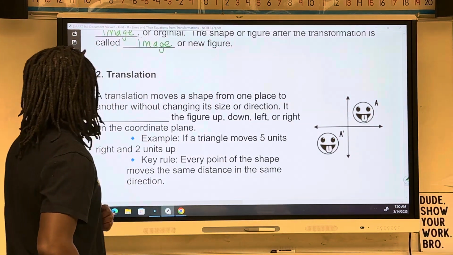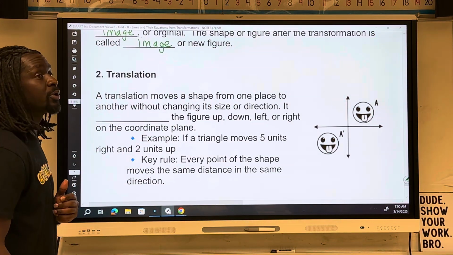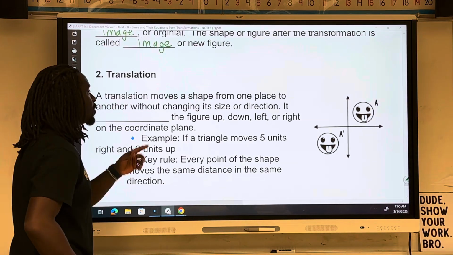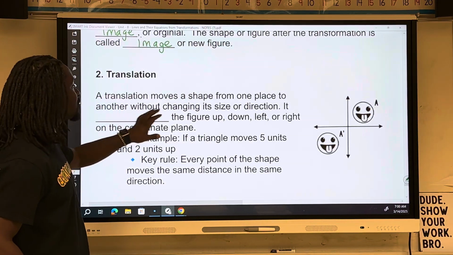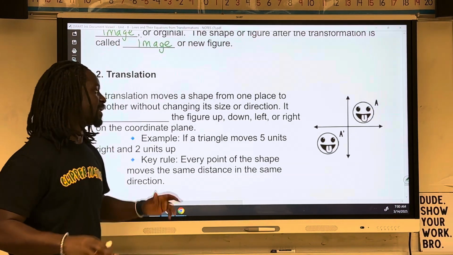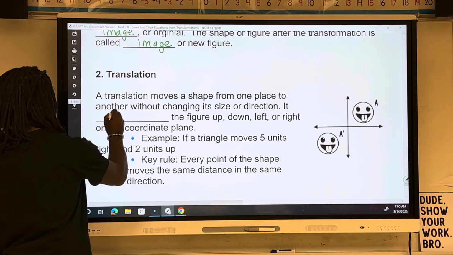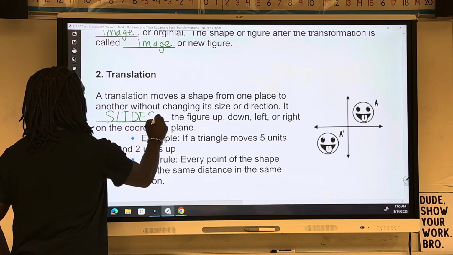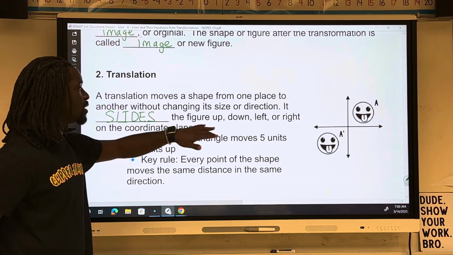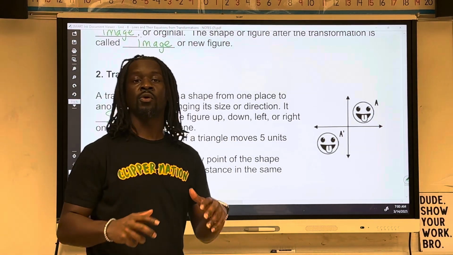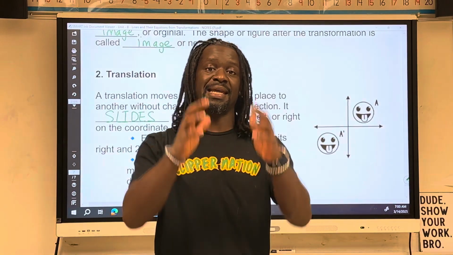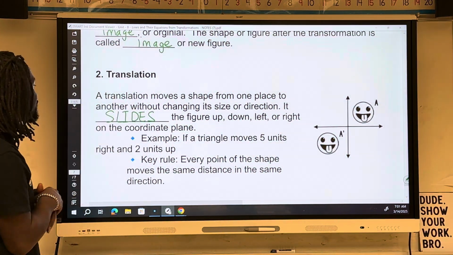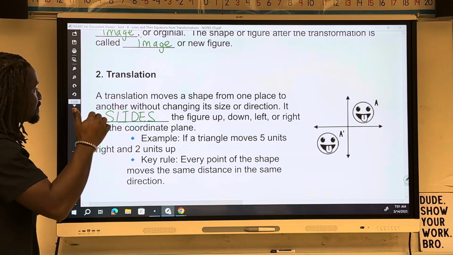So let's look at the 2 types of transformations that we're going to study and focus on in this lesson. The first one is translation. A translation moves a shape from one place to another without changing its size or direction. And here's the key. It slides the figure up, down, left, or right. Okay? And so a translation is just a slide. It is just moving. It moves or slides the figure in a direction, up, down, left, or right.